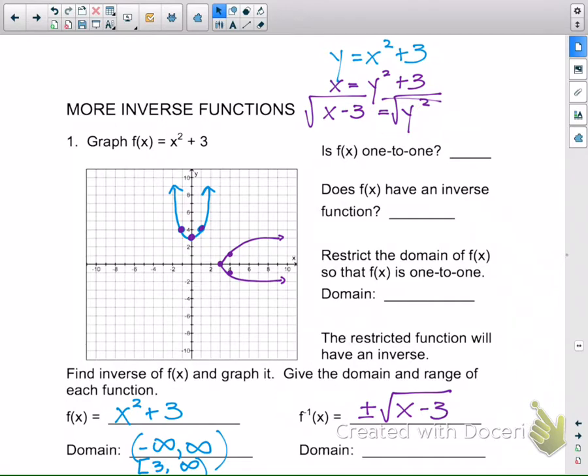For your domain then on that, what's the easiest way to get my domain? The range from the other one. 3 to infinity. And then what's the best way to get my range for that? Domain from the other one, they switch. Okay? So whenever you do the square root, they switch, or whenever you do the quadratic, they switch. Yes.